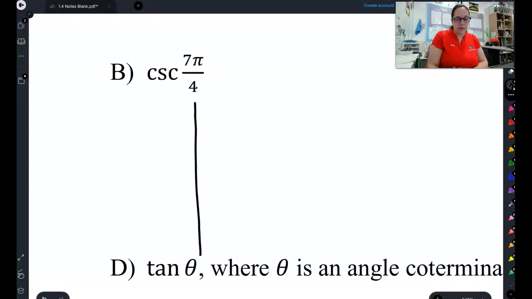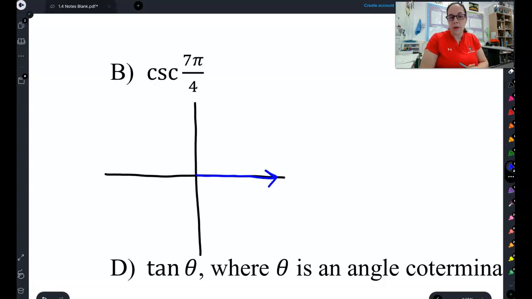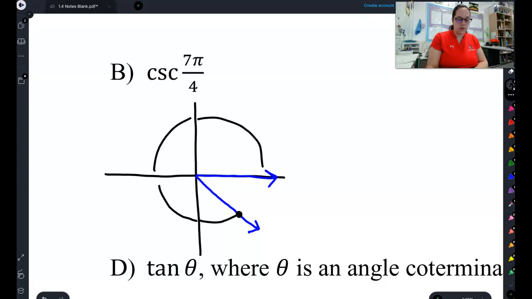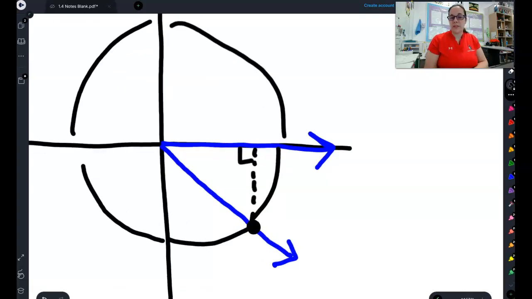So let's try another one. Cosecant of 7π/4. So first we need to know where 7π/4 is going to be. We know that 7π/4 is going to be in the fourth quadrant. And even more than that, it's going to be exactly halfway between the two axes, because it's π/4. Fourths is always halfway between. So we draw our point on here. Here's our unit circle. Kind of a poorly drawn circle today. So there's my 7π/4.